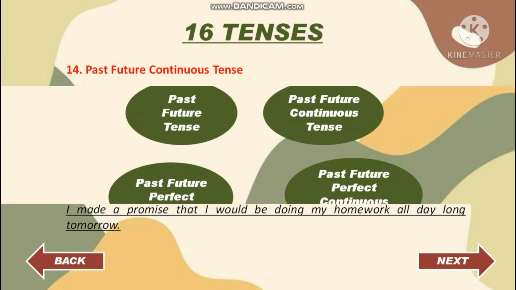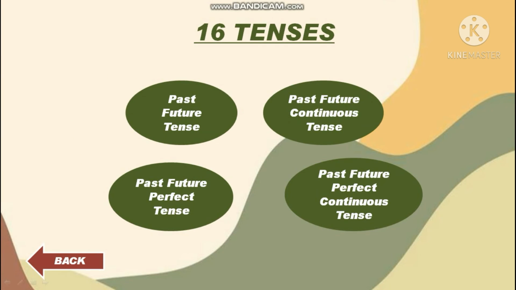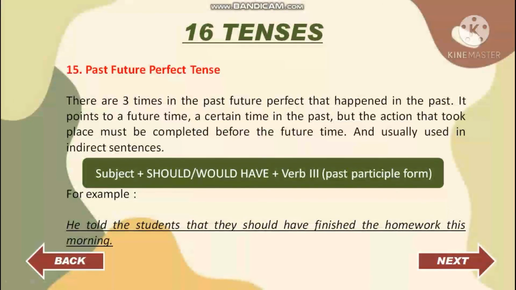Okay, the 15th tense is past future perfect tense. Past future perfect tense happened in the past. It points to a future time, a certain time in the past, but the action that took place must be completed before the future time. And usually the sentence is used in direct sentence. And the example is, he told the students that they should have finished the homework this morning.